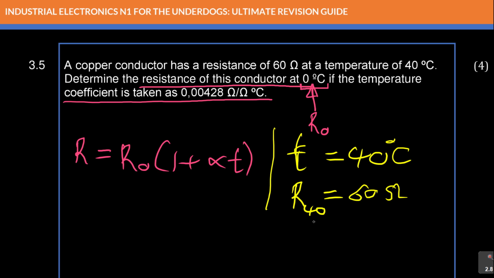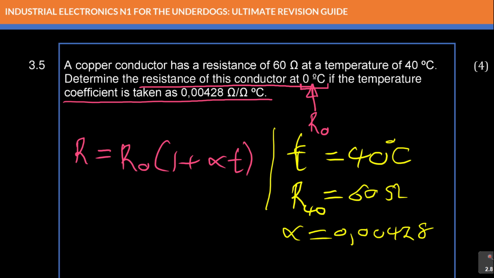So now you must see that this formula is actually giving you that R. Your aim is to find R0, because they are saying determine the resistance at 0 degrees Celsius, meaning the beginning. Are you with me? They gave us the coefficient there, which is alpha is 0,00428. You see that?